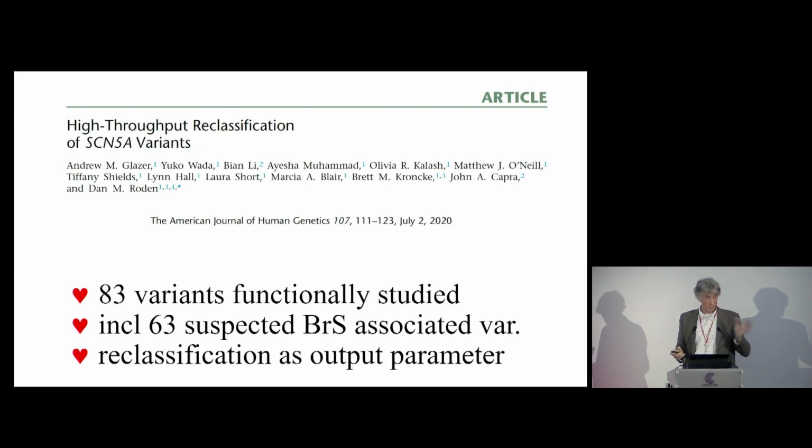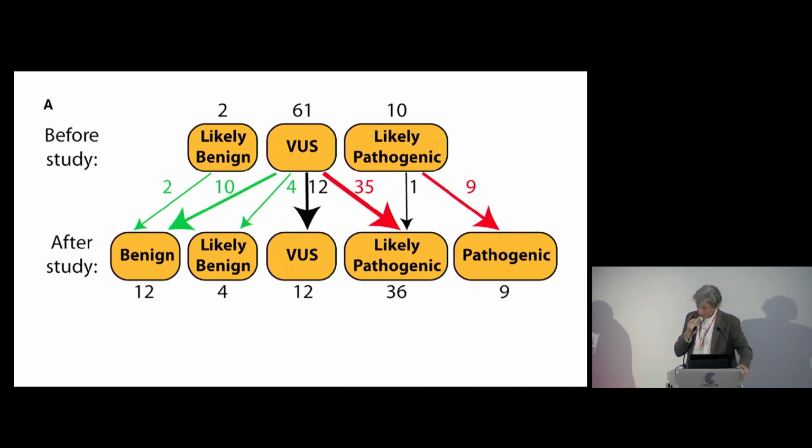Now, how often is a variant pathogenic and has a proven effect? This is a study from Nashville, from Dan Roden's group, Andrew Glazer. He studied in a high throughput system 83 variants, and that included 63 with suspected Brugada syndrome associated variants, and reclassified these variants. That was their output parameter. And this is the data of the study.